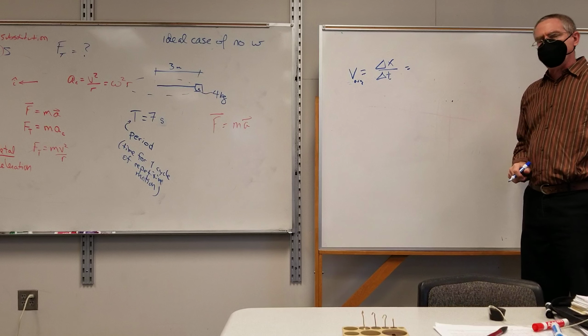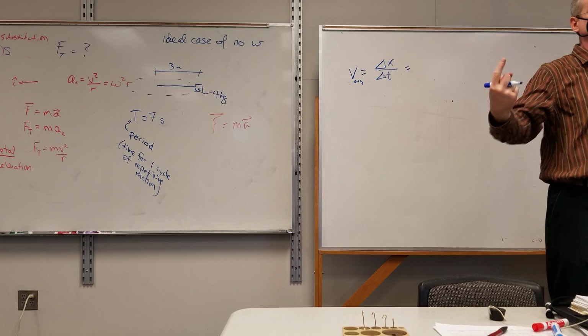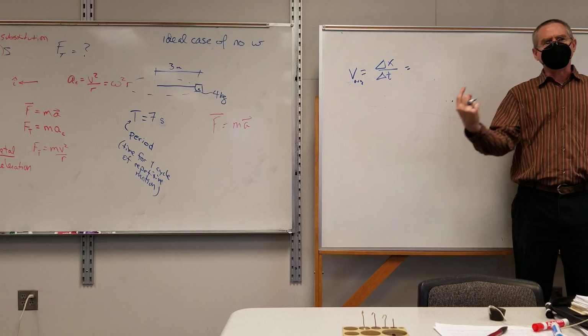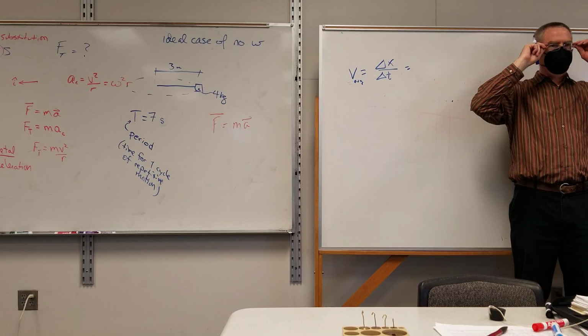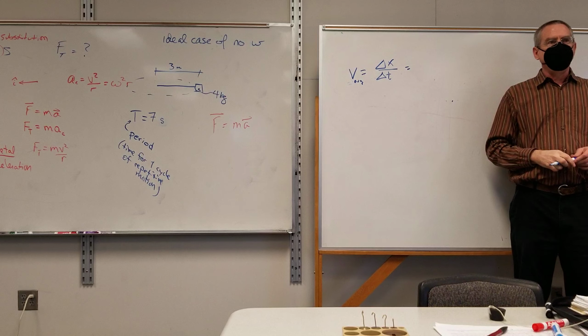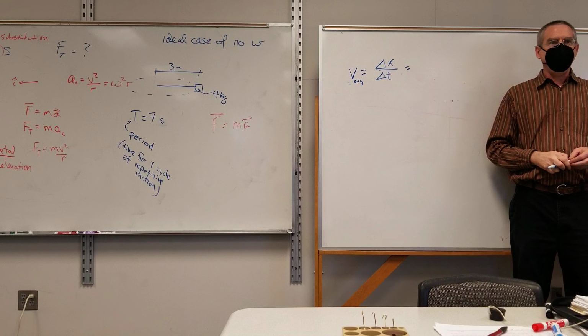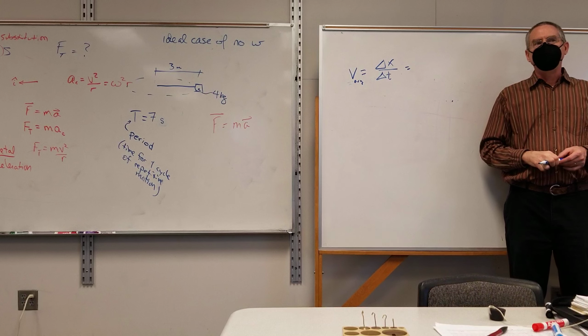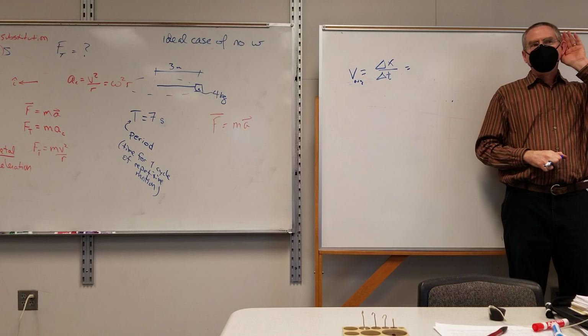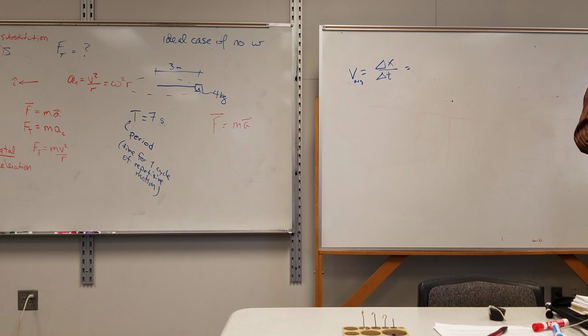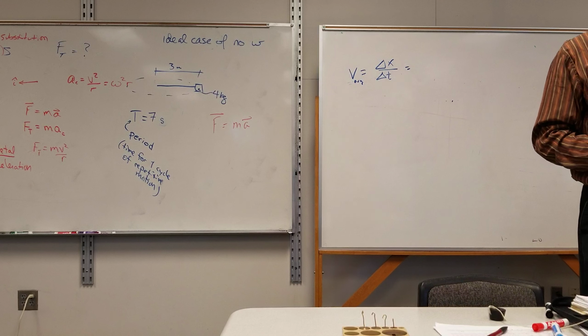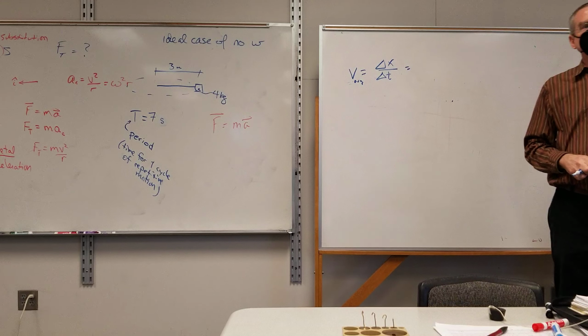Well, the only time I've given you is the time it takes to go around a circle once. So what is the distance it travels when it goes around a circle? You can give me the formula if you want. The formula for circumference? Yeah. Is it 2 pi r over t?